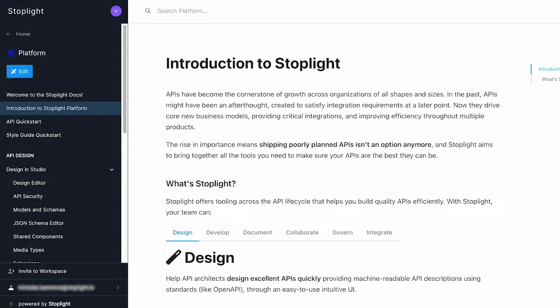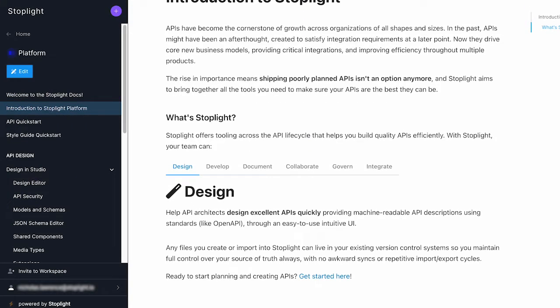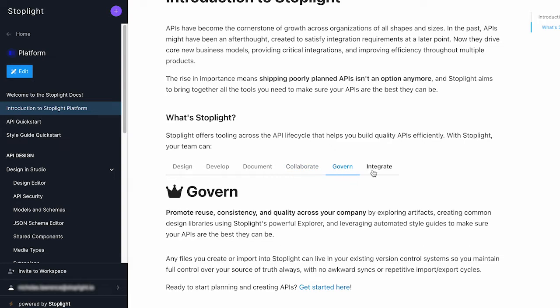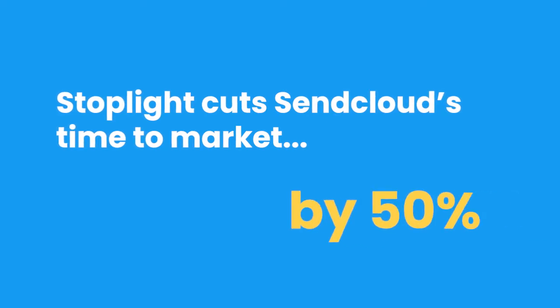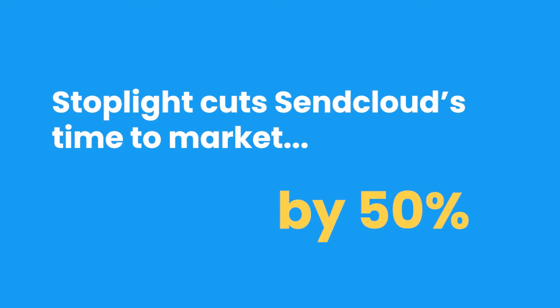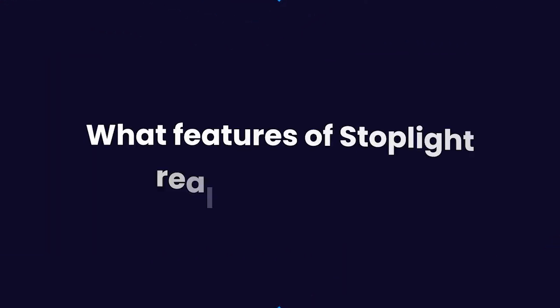So we started researching our solutions. We already knew that you provided solutions. By using Stoplight and adopting the design first approach, we've already seen that there are feature teams within Sendcloud that can reach market way faster than before. I would even say half of the time that was required in the old days.